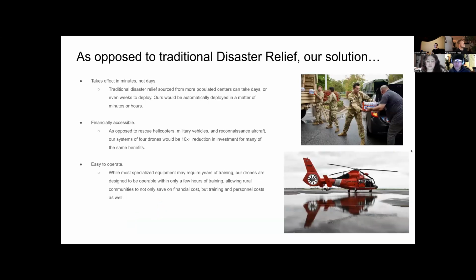As opposed to traditional disaster relief, our solution is designed to take effect in minutes, not days. It's also designed to be financially accessible. And then it's also designed to be easy to operate, so it won't take a lot of training for the operators.